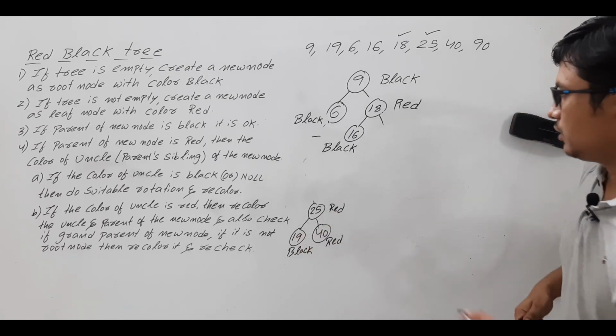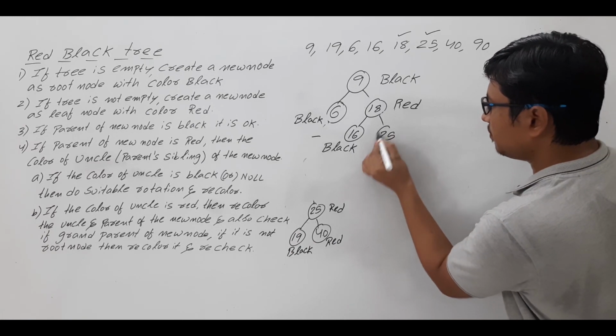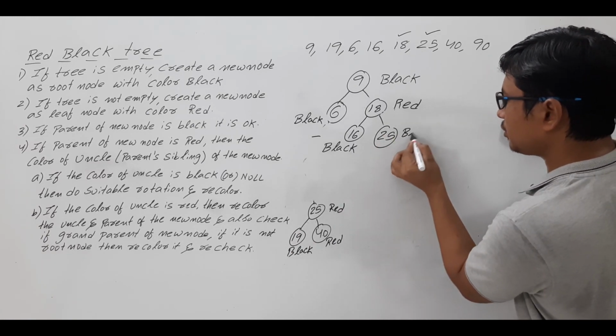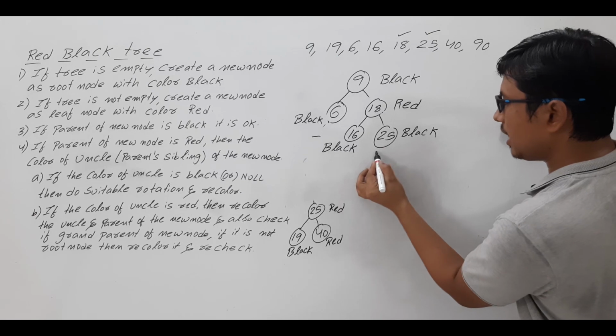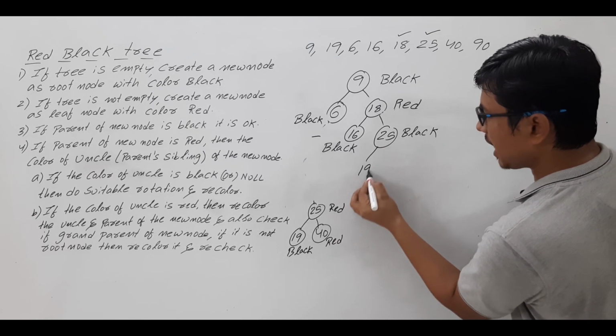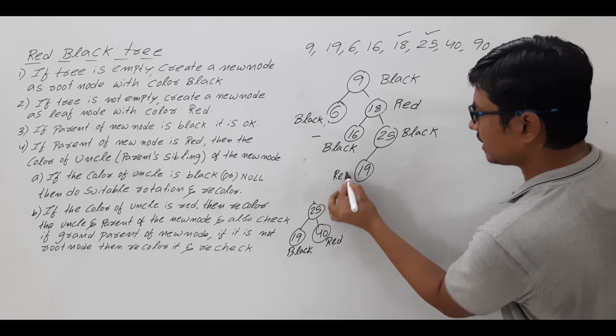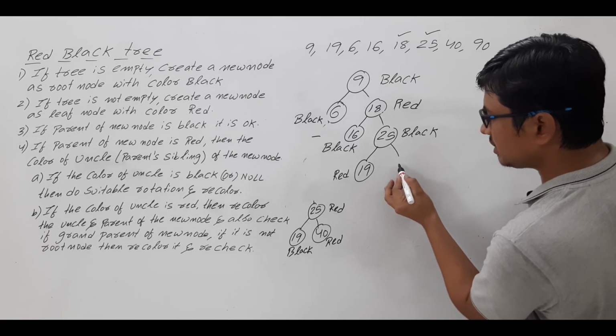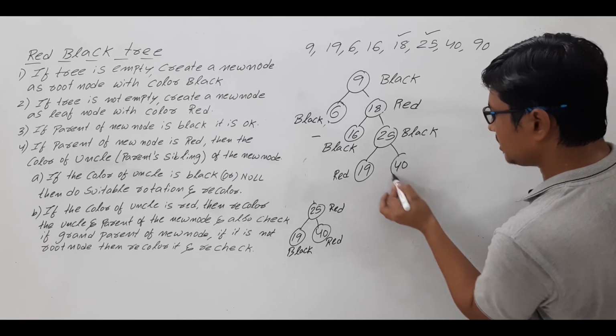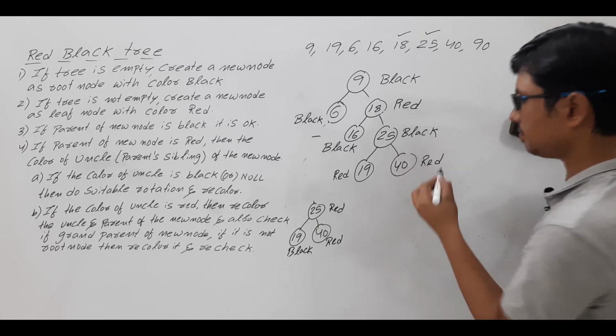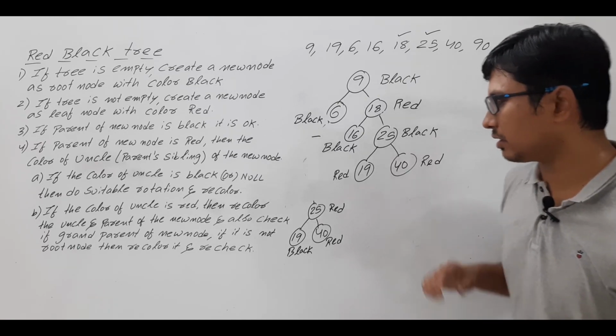25 and 19. 25, previously it was red, now you have to make it black. And 19 was black, you need to make it red color. And 40, previously red, you can leave it as red. Are you able to understand it or not?